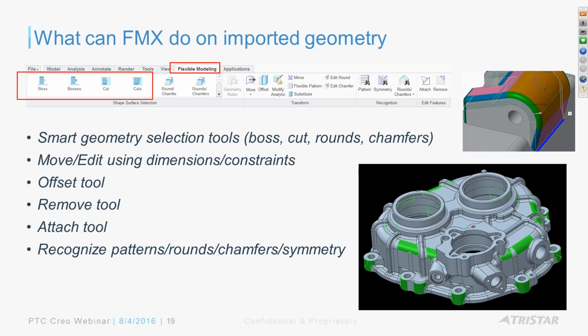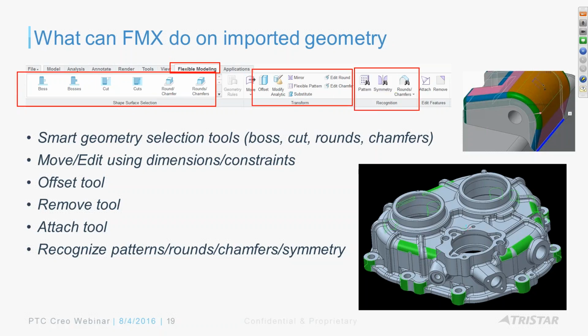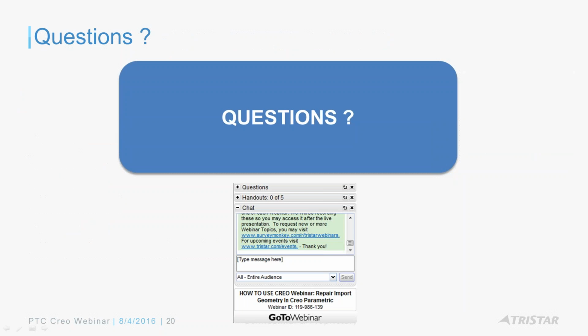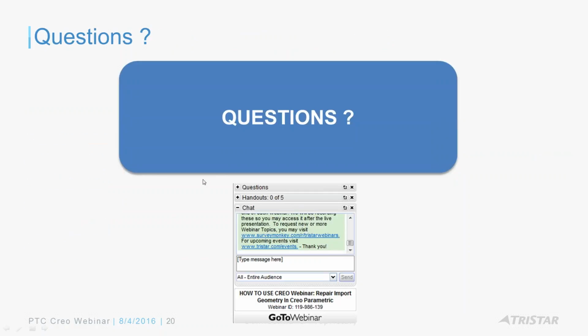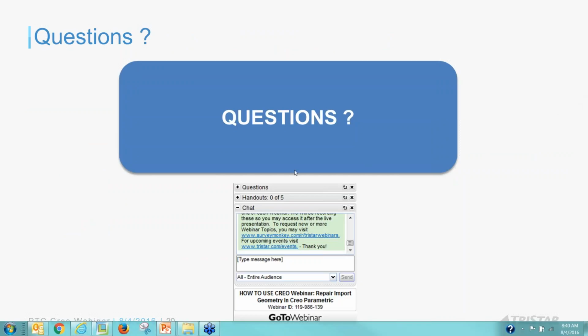All these that you see, you're just selecting it, transforming it, doing some recognition, attaching it, removing features, etc. So hopefully that gave you a good overview of how to really work with imported geometry, mainly focusing on import data doctor. Let me see if we have any questions at this point.